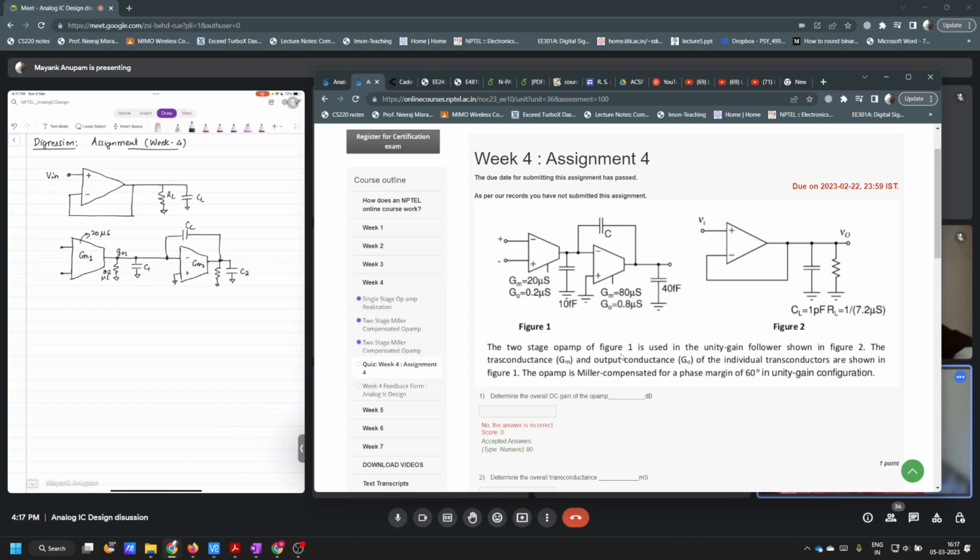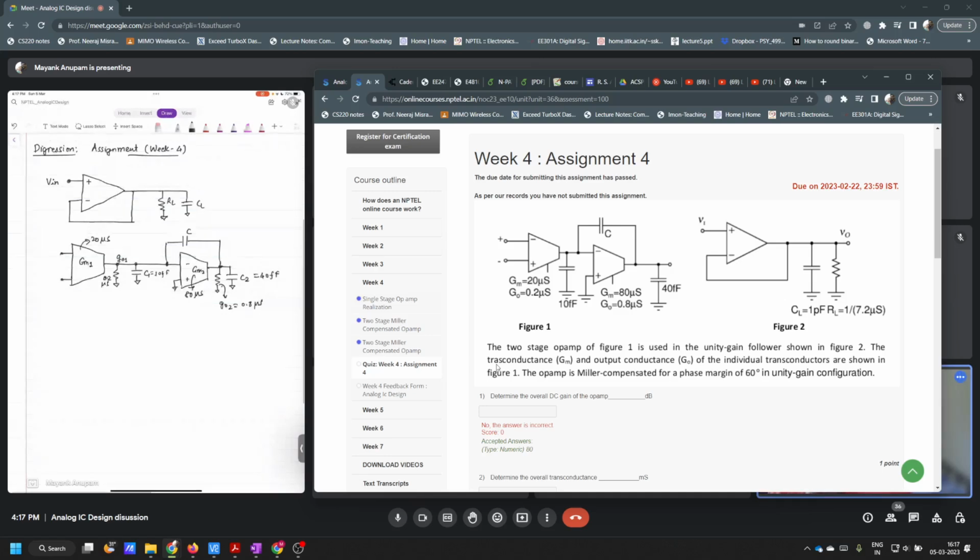What is C1? 10 femtofarad, right? And what is C we do not know. And gm2 is basically 80 microsiemens, and g naught 2 is equal to 0.8 microsiemens. And this here is 40 femtofarad. CL is equal to 1 picofarad and RL is equal to 1 by 7.2 microsiemens.